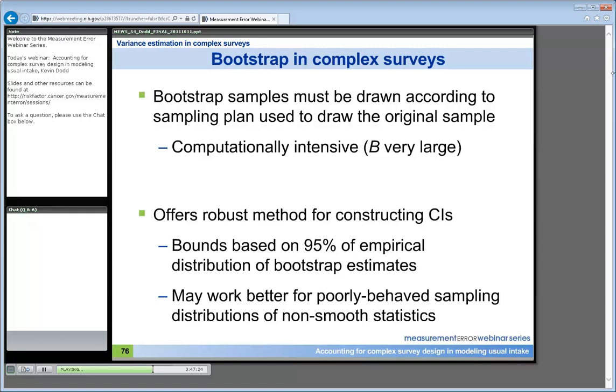But it's kind of a shame, really, because the Bootstrap method has some really nice features. And one of those features is that it offers a robust method for constructing confidence intervals. So you can base the bounds of your confidence interval so that they bracket 95% of the Bootstrap estimates instead of taking plus or minus 1.96 times some standard error. And this may work better for poorly behaved sampling distributions of non-smooth estimators like percentiles, or for estimators like proportions where the asymptotic normality approximation only really starts becoming good for very large sample sizes.